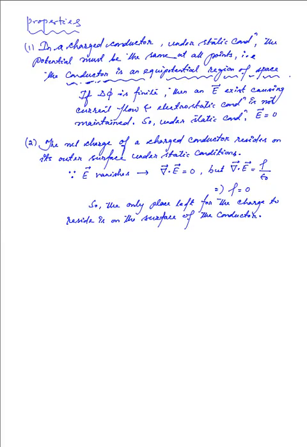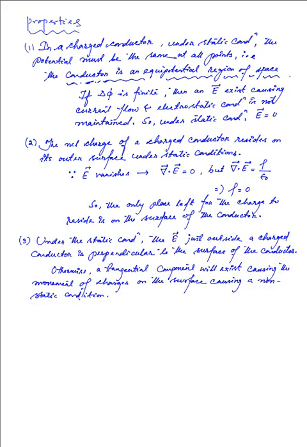Secondly, the net charge of a charged conductor will always reside on its outer surface under the static conditions. Now, because the electric field, as we have seen in the first property, vanishes, we'll also have the divergence of the electric field vanish, that is equal to 0, with E being equal to 0. But the divergence of the electric field is simply the charge density over epsilon naught. So that simply tells us that the charge density is going to be 0. And because the charge must exist, the only place left for the charge to reside is on the surface of the conductor.